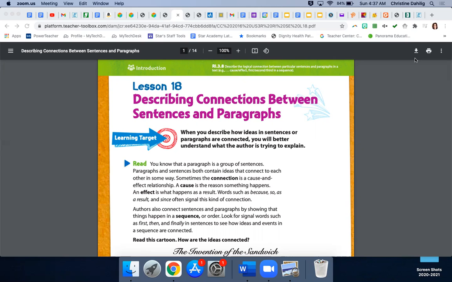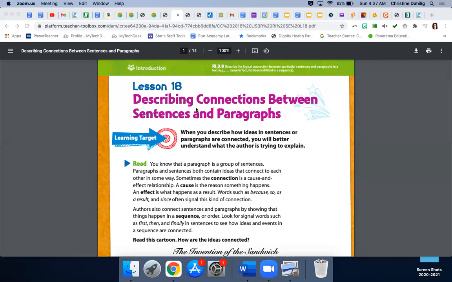And why do we do that? We do it so that we know what comes next and it isn't confusing or surprising. So authors often choose text structures to make it easier for us to understand and predict, and to help us better understand how sentences and ideas are connected in paragraphs.